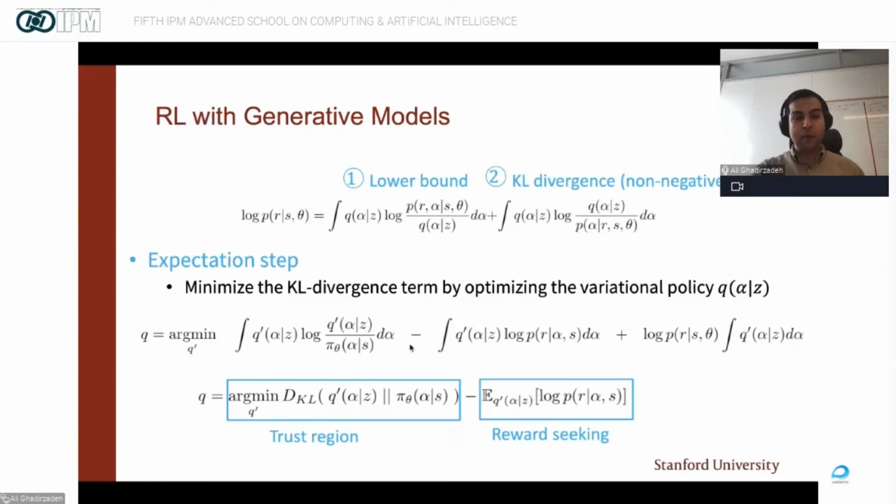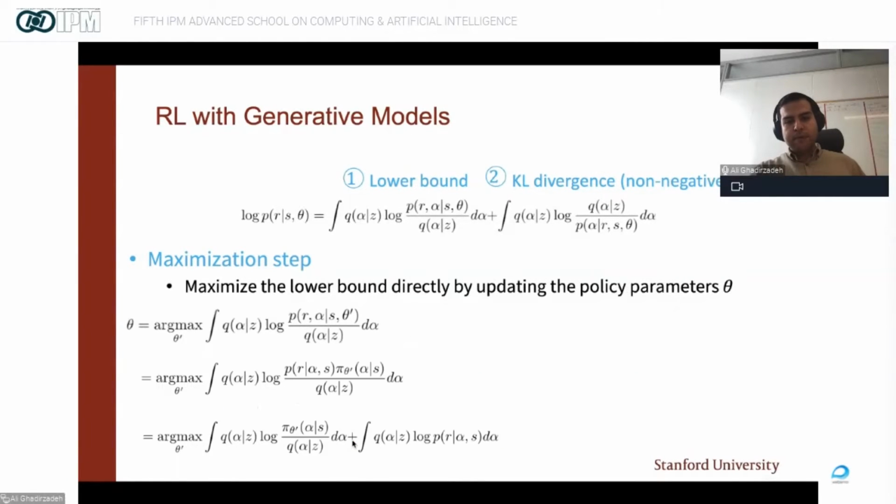But as before, a little bit of math here. I'm now talking about the expectation step. The interesting thing here is that after a little bit of playing with different terms, you get 2 different terms for the expectation step. One of them is a reward-seeking objective, which says to try to find the parameters of the variational distribution Q such that you get better rewards. And the other term is a trust region term, which tells you to stay as close as possible to the original deep policy. So the distribution over actions based on the variational distribution should not differ too much from the deep policy. That's the trust region term.